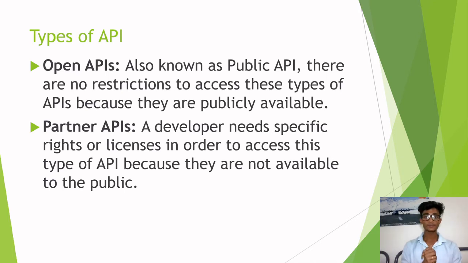Now moving forward, let's understand the types of API. The first one is open APIs. They are also known as public APIs. Why? Because there are no restrictions to access these types of APIs, because they are publicly available.